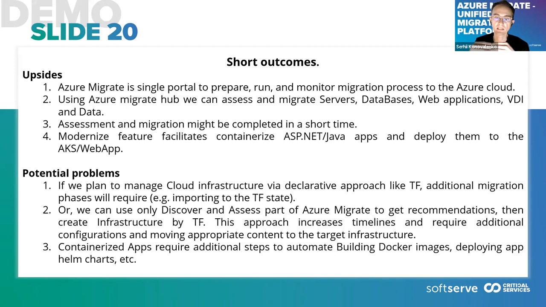The potential problem that we might face is, first, if we plan to manage cloud infrastructure with a declarative approach like Terraform and so on, we need to keep in mind that additional phases will be required, like importing our resources to the Terraform state and generating declarative definitions for our infrastructure. And the same for Kubernetes modernization or deployments: we need to add or automate generating and building the Docker image, adjusting Dockerfiles according to our requirements. And the second thing, YAML manifests or a Helm chart should also be added to our repository, in order to save what we can call the ClickOps migration process that was done previously.